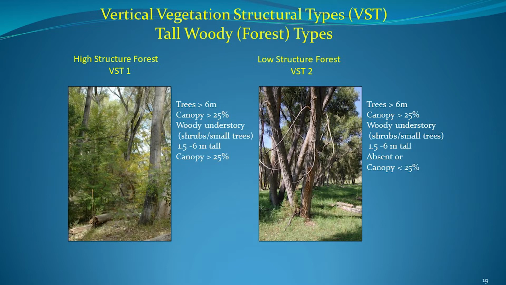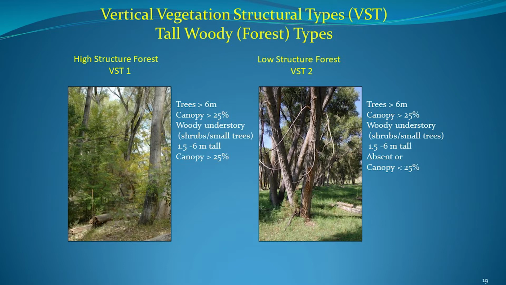Versus your other forest type, VST2, where you still have the tall woodies at over 25%, but you don't have that middle woody layer. You can have a super, super short one, which is unlikely. You can have shrubs like snakeweed or something that's under 1.5 meters, or you can have a lot of herbaceous that's under 1.5 meters, but you don't have that mid-layer woody in a VST2.